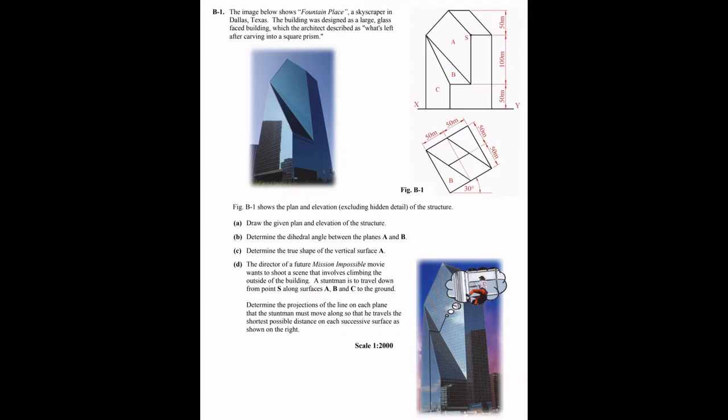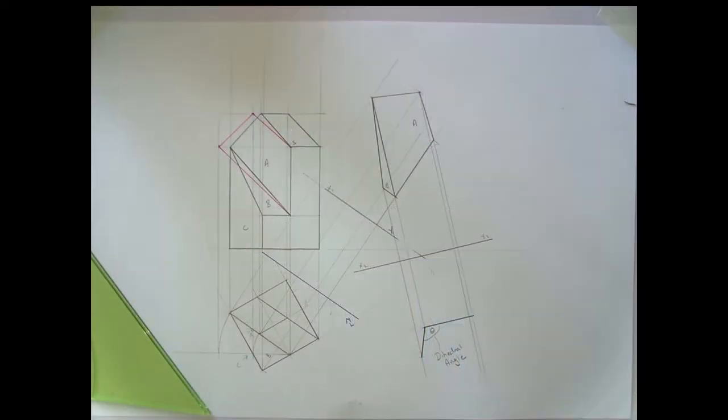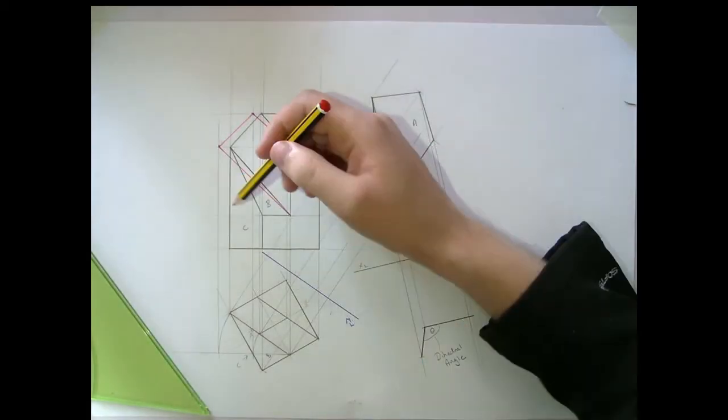Of this question, the mission possible part of it, the stuntman is to travel down from point S along surfaces A, B and C to the ground. Determine the projections of the line on each plane that the stuntman must move along so that he travels the shortest possible distance on each successive surface, as shown on the right. So just going to have a quick look at something on this first.